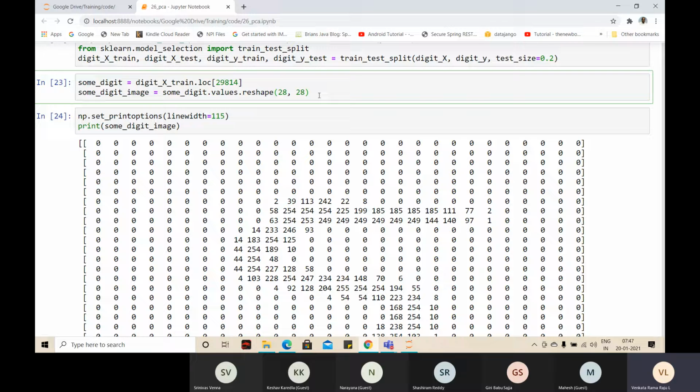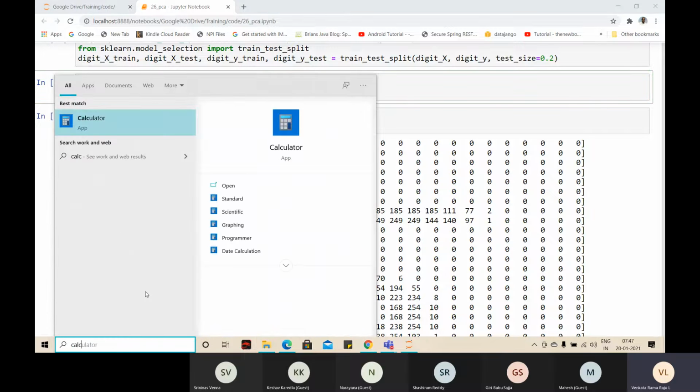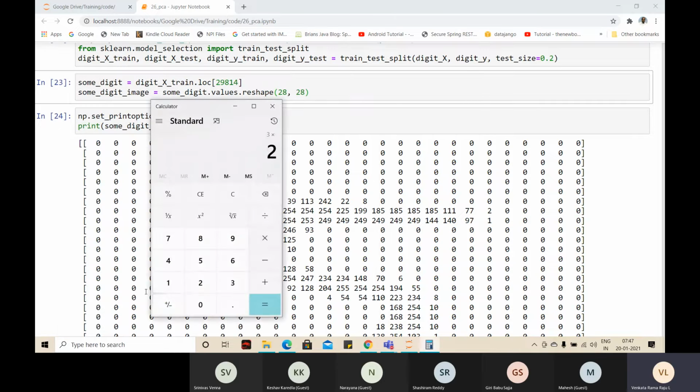So if there is a matrix with 3 by 28 by 28, there is going to be 2352 number of columns, 2352 pixels in each image, right? If the handwritten digit is a color picture, then it would have had 2352 pixels. Do you agree? You agree, right?